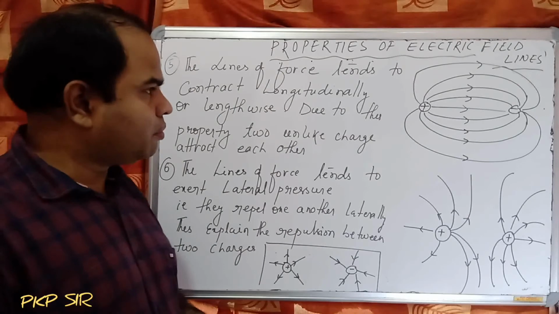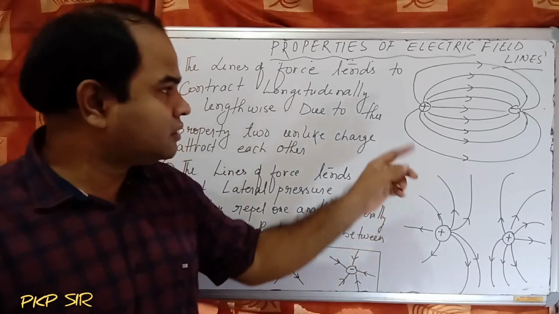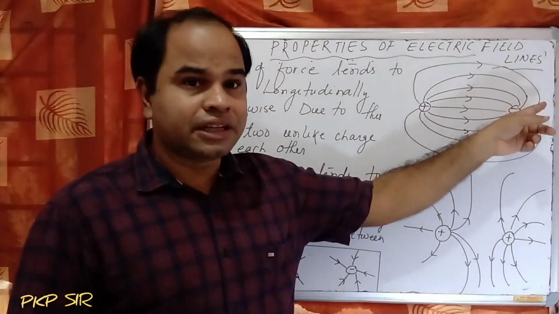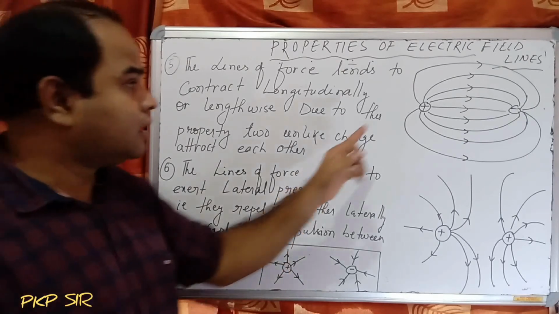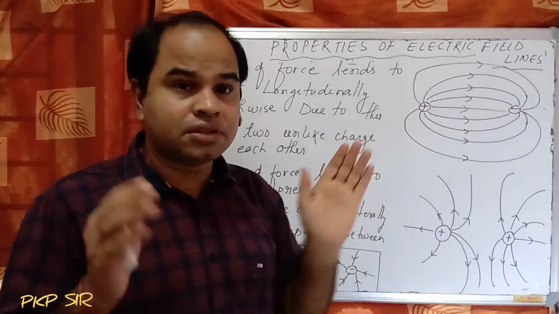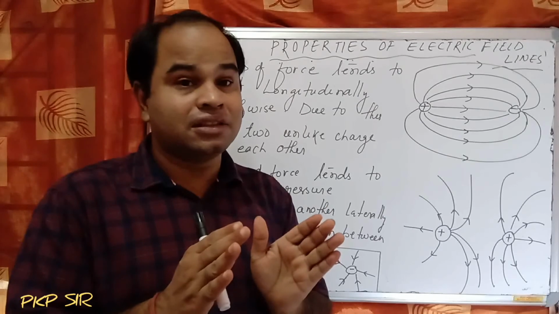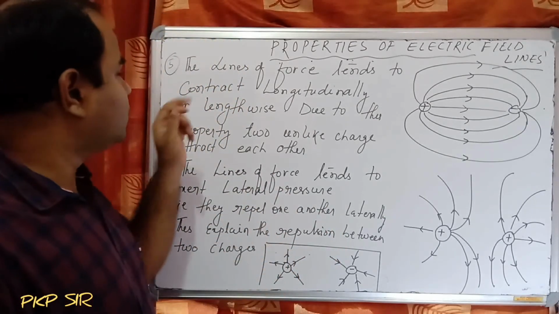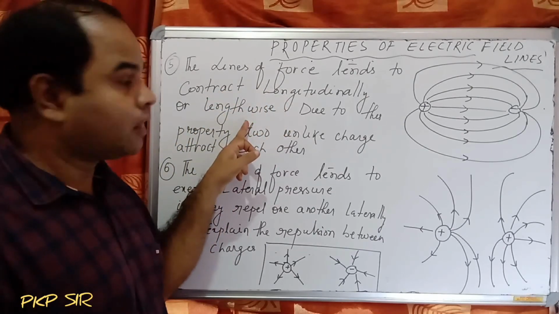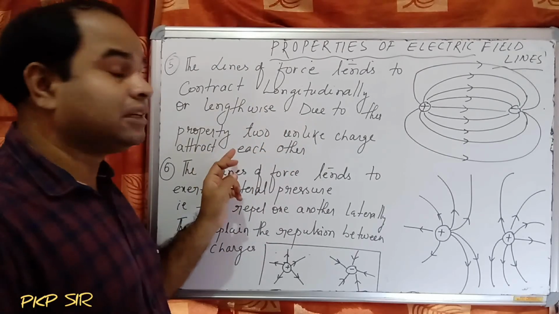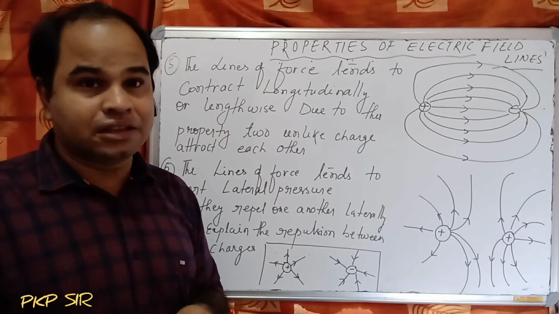Whenever we take two unlike charges placed near each other, the field lines start from the positive charge and end in the negative charge. So the field lines, which were moving in a straight path, now bend and move towards the negative charge. That means there is a contraction of field lines when two opposite charges are placed near each other. The lines of force tend to contract longitudinally, that is, lengthwise. Due to this property, two unlike charges attract each other.